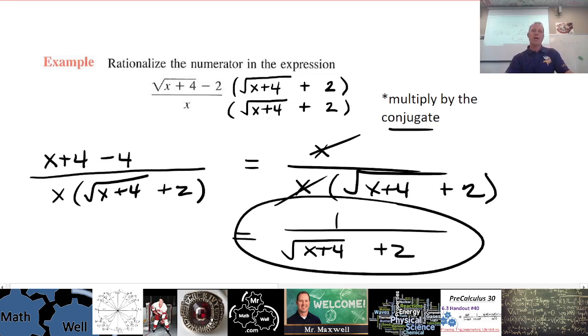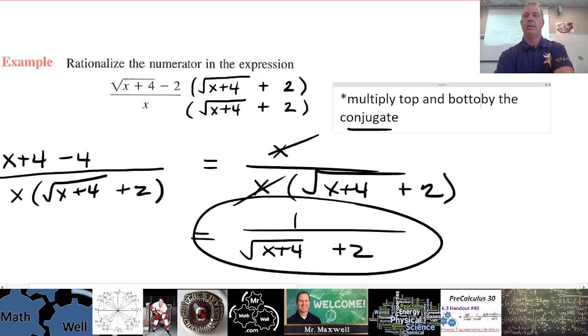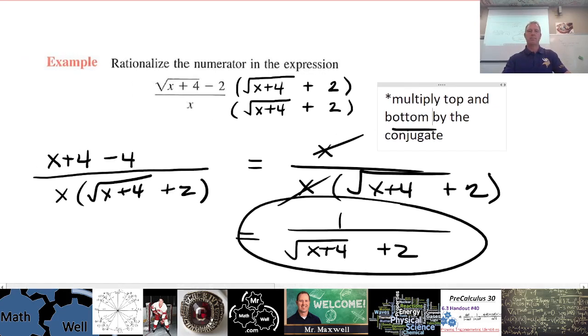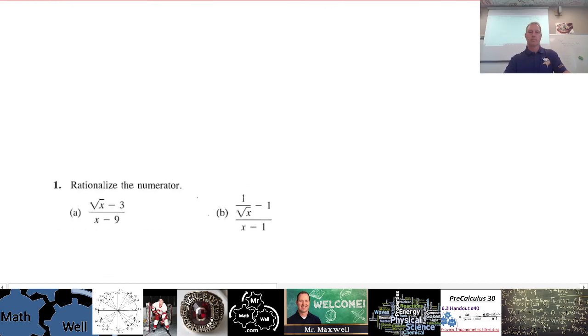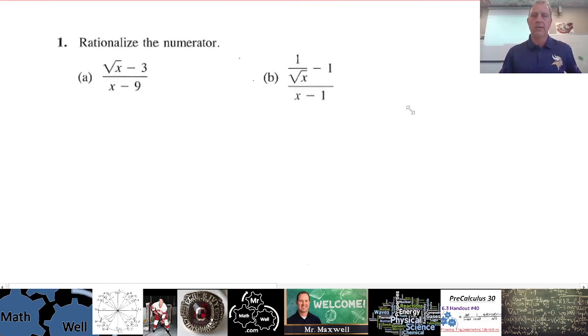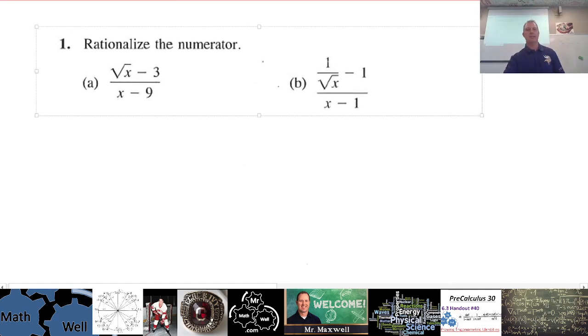You may just need to do that at some point. Multiply, I'm going to put top and bottom by the conjugate, just so we're clear there. Okay, go ahead. Why don't you take a few minutes here, and go ahead and rationalize the numerators on each of these, and I'll show you the solutions in a few minutes.